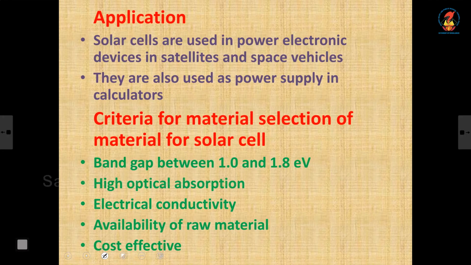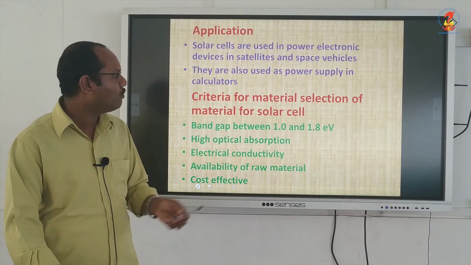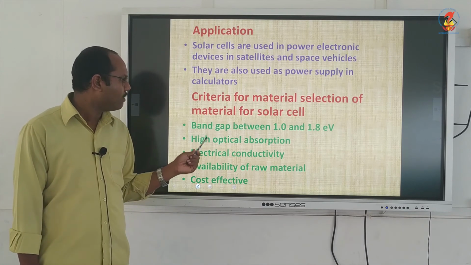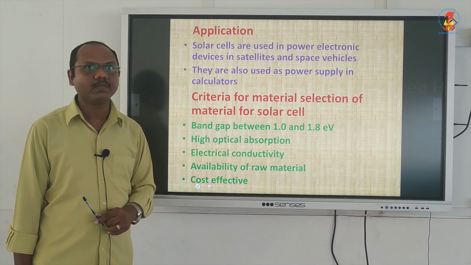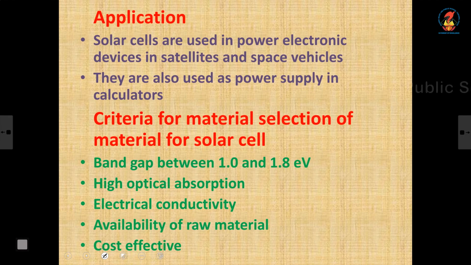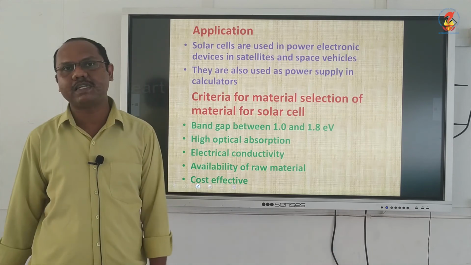Now, what are the criteria for selection of the material for a solar cell? The first criterion is the band gap is between 1 electron volt and 1.8 electron volt. The material that we are choosing should be 1 electron volt to 1.8 electron volt. Number 2, the material should have high optical absorption. Number 3, it should have high electrical conductivity. Number 4, availability of the raw materials. And number 5, cost effective.